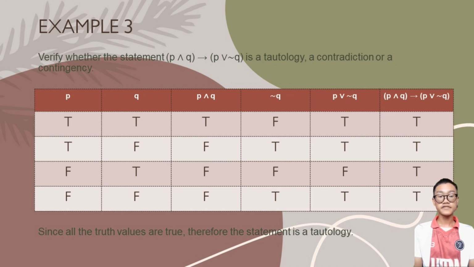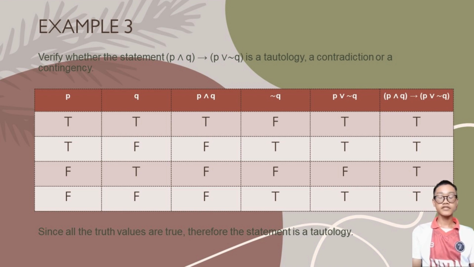When P is true and Q is true, then P and Q is true. When P is true, Q is false, then P and Q is false. When P is false, Q is true, then P and Q is false. When P is false, Q is false, then P and Q is false. Next, we find the negation of statement Q. When Q is true, then not Q is false. When Q is false, then not Q is true.